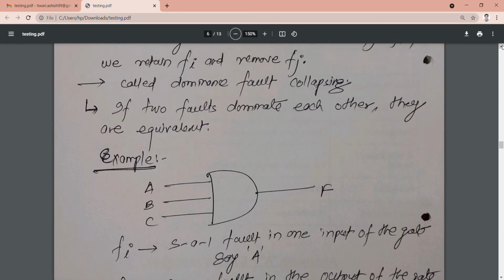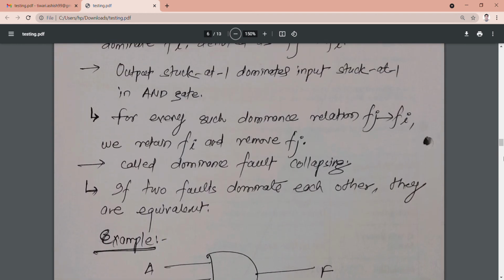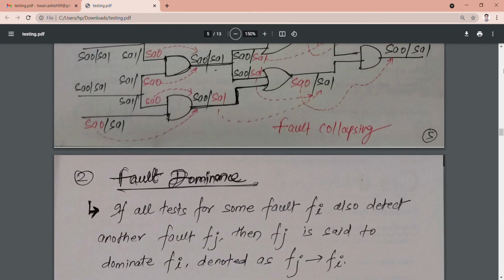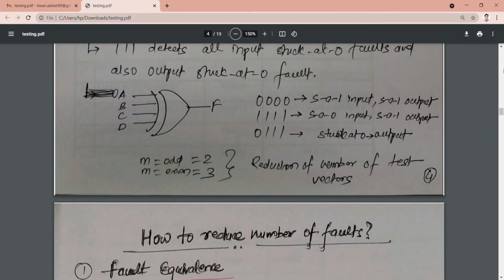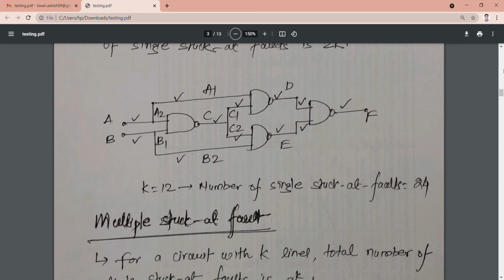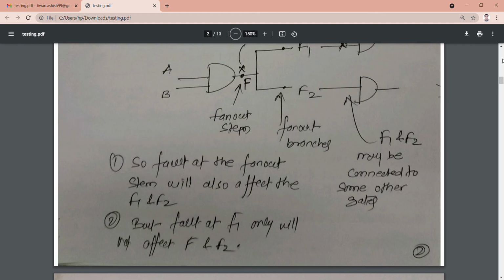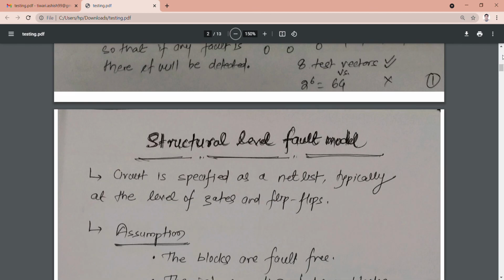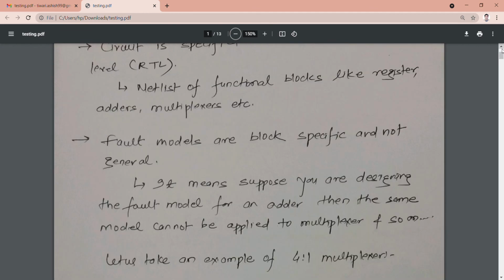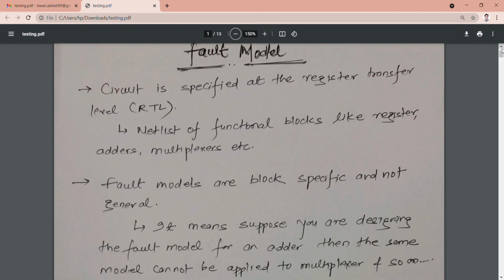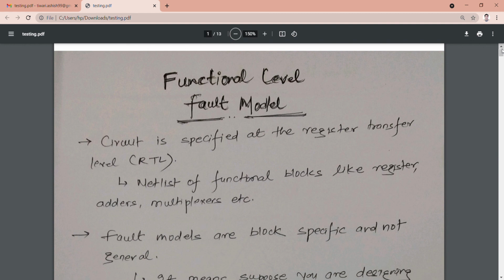In this lecture I have covered the very basic fundamentals and taken some examples. If you are coming directly to this lecture, I would suggest you go through the previous two lectures and then come to this lecture to better understand the fundamentals and the examples that I have taken. In the next lecture we will talk about test pattern generation for combinational circuits.